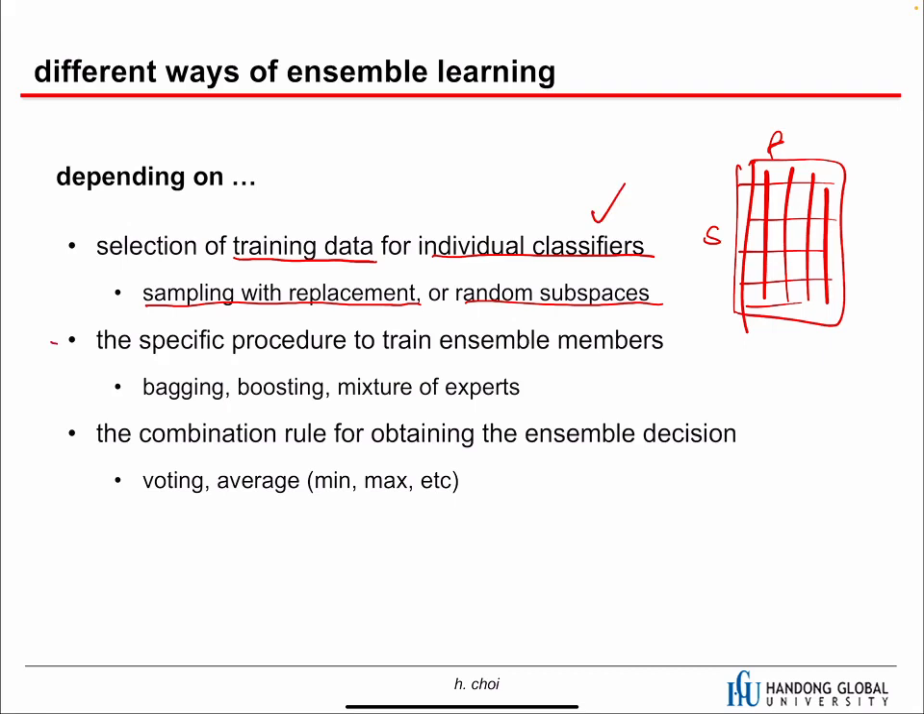And next one, the specific procedure to train ensemble members. So we have bagging, and we have boosting, and we have a mixture of experts. So we're going to talk about these specific procedures in this chapter. And the last one is about the combination rule for obtaining the ensemble decision. So we can use a majority vote or average, or sometimes we can use a mean or max. Okay, so depending on these options, we can build up a new ensemble learning for your classifier.